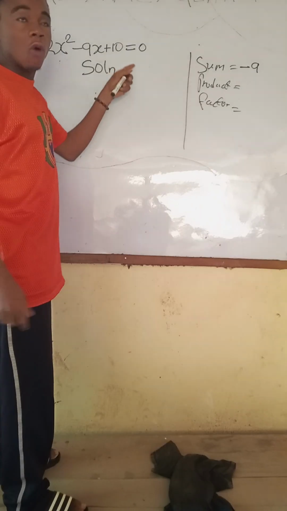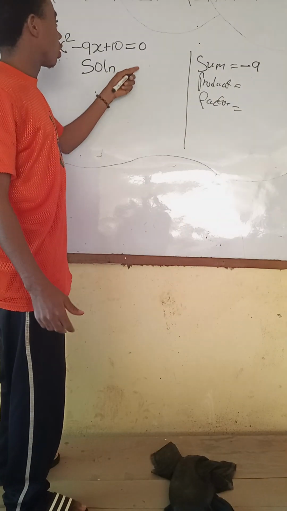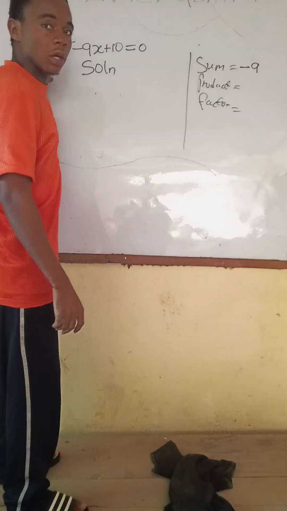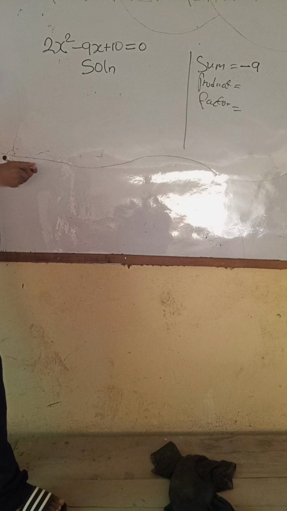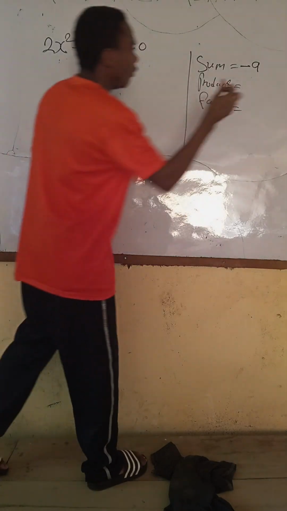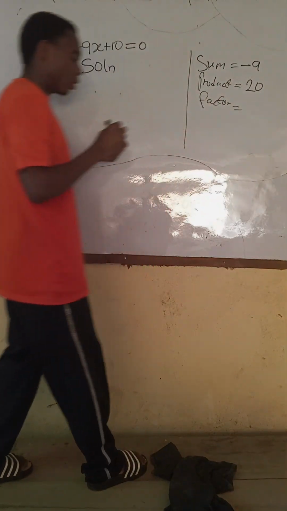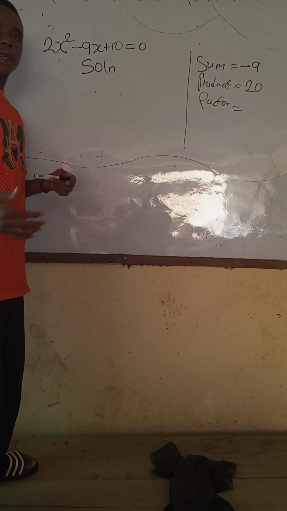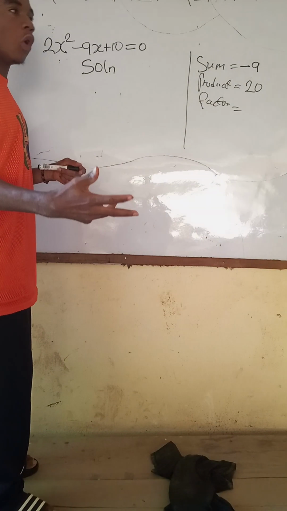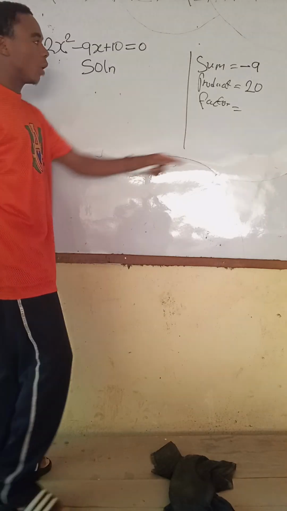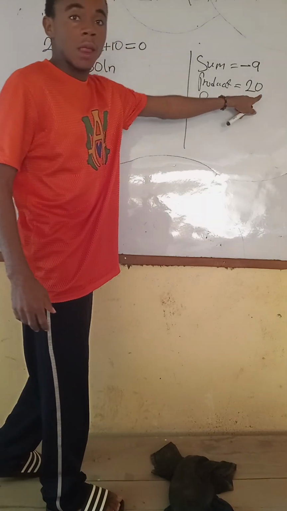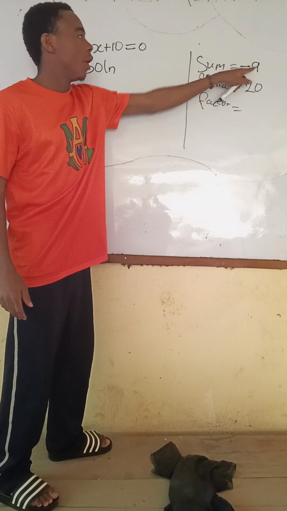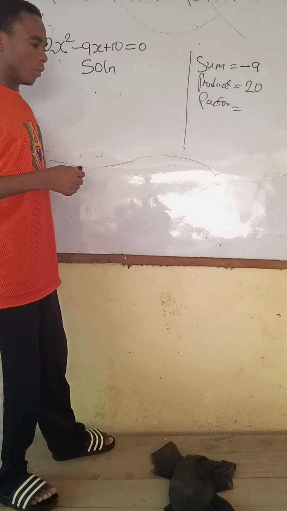And the product, we have explained earlier, is to multiply the constant by the leading coefficient, and the leading coefficient here is 2. Now the product of 10 times 2 will give you 20. Now, how can I get the factor? I said earlier that you should look for two numbers that when you multiply will give you 20, and when you add will give you -9. What are those two numbers?